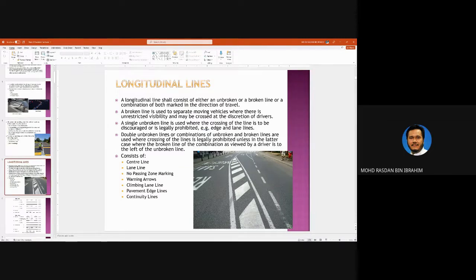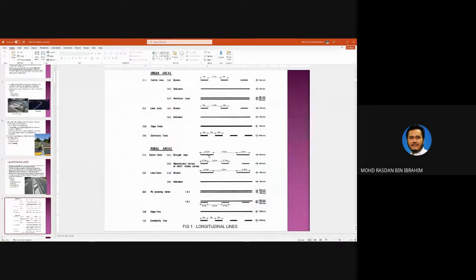Double unbroken lines, it depends. If you have two lines like this, and you are driving on this left side, the vehicles on the left side cannot overtake, whereas for vehicles on the other side, their side is a broken line. So this side can overtake. It can cross the line.